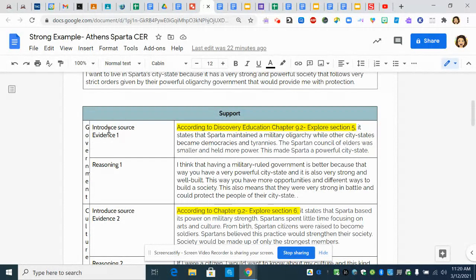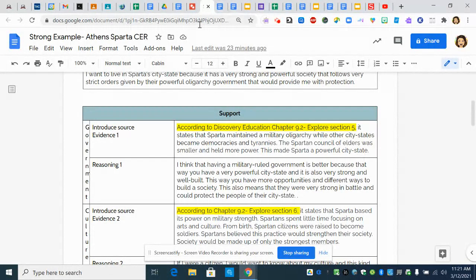So now this student for government chose to use Explore Section 5. So I highlighted here how this student wrote, or cited, the source. Okay, according to Discovery Education, Chapter 9.2, Explore Section 5, comma, it states that Sparta maintained a military oligarchy while other city-states became democracies and tyrannies. The Spartan Council of Elders was smaller and held more power. This made Sparta a powerful city-state.